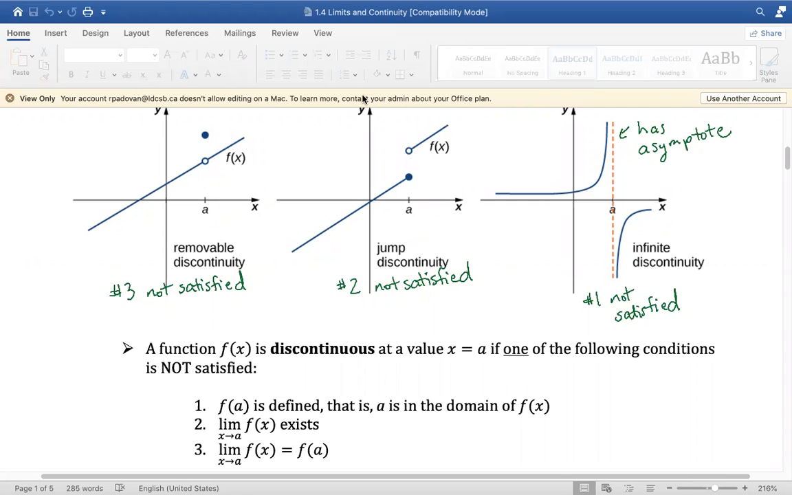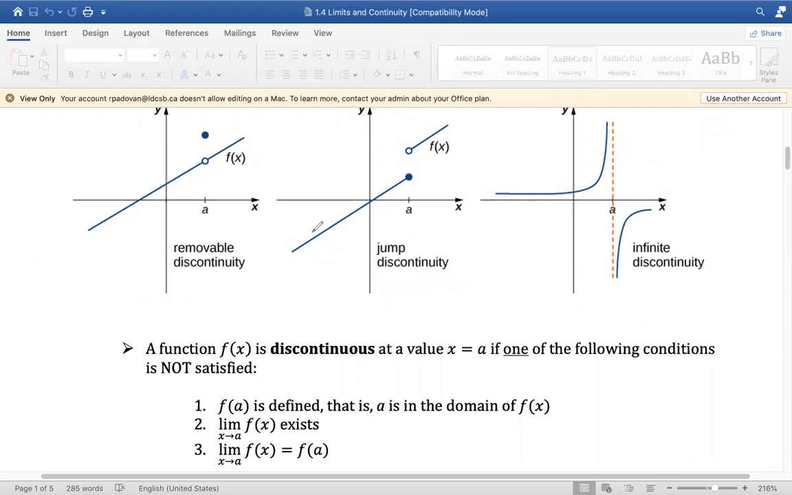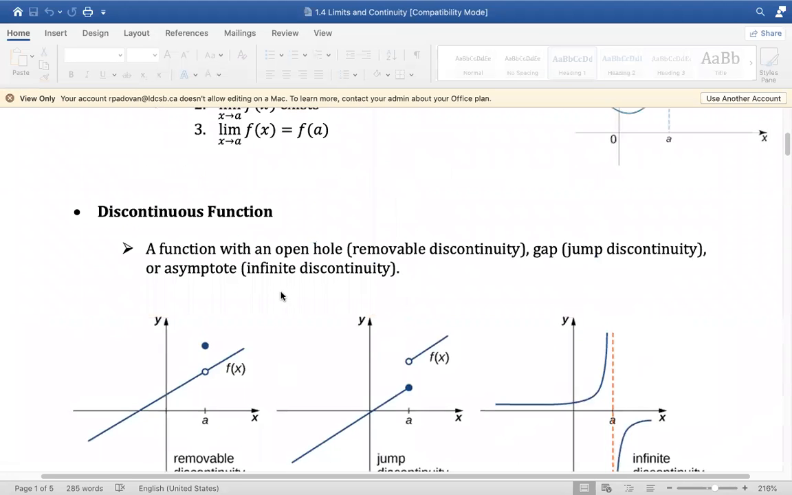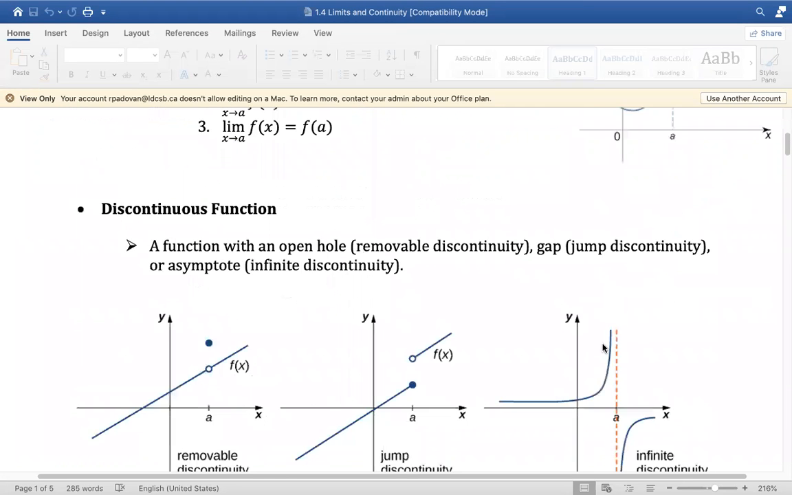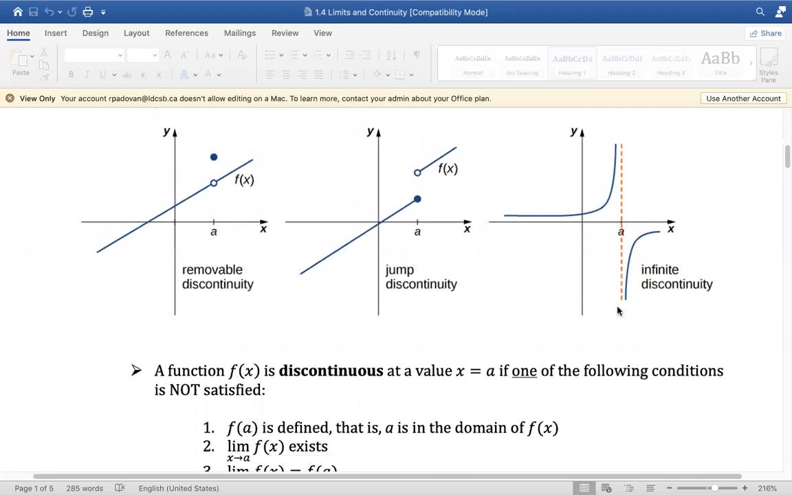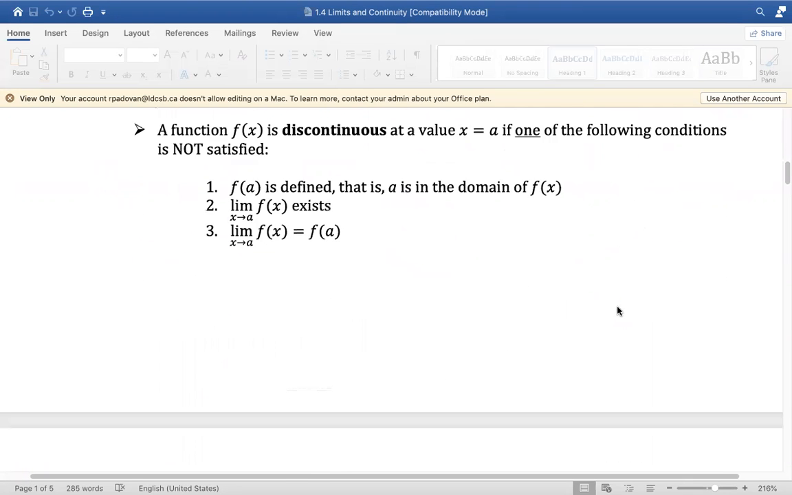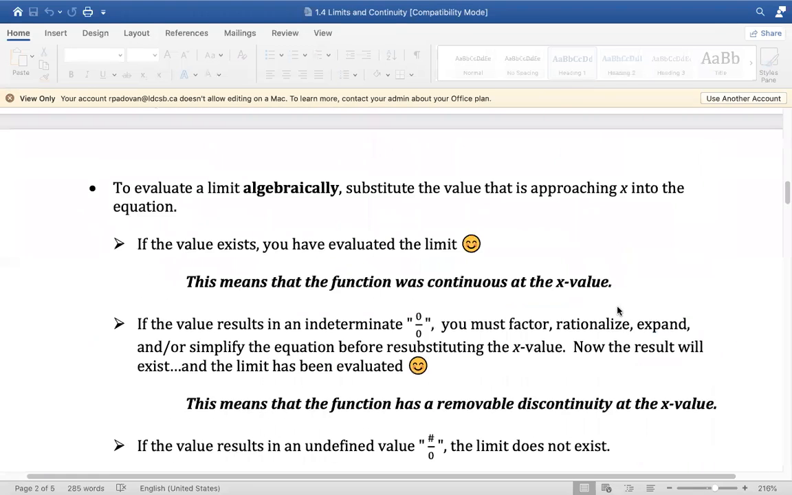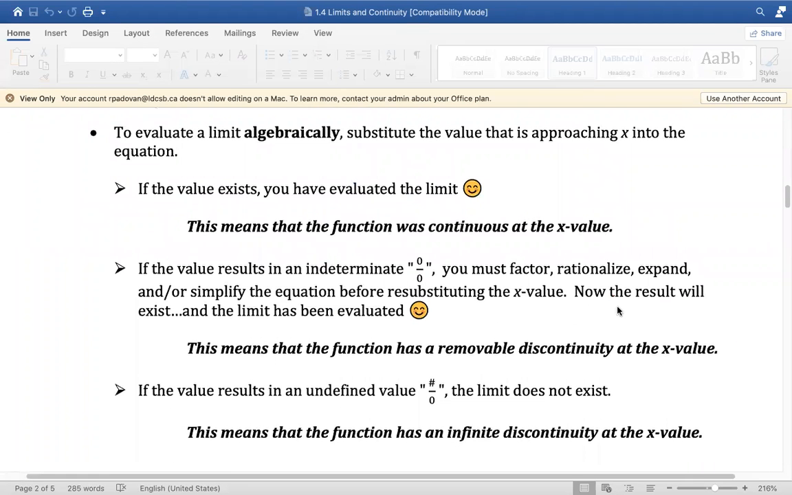So if the graphs, to continue on, are not visible to you, then we're going to have to figure out a way, looking at equations, to determine continuity. So looking at a graph, there's the three rules that we will look at to decide if a graph is continuous, like the one above, or discontinuous, like these three below. But what about if we're looking algebraically? To evaluate a limit algebraically, substitute the value that x is approaching into the equation.